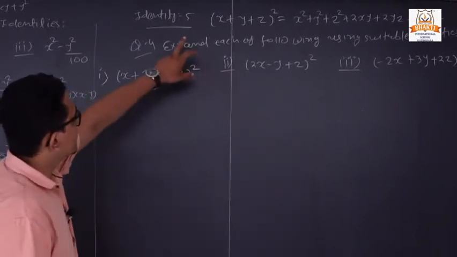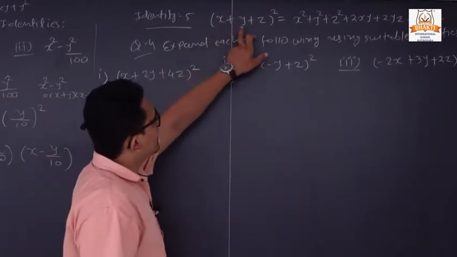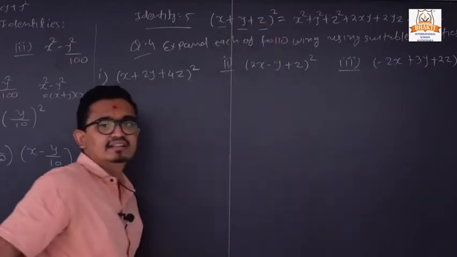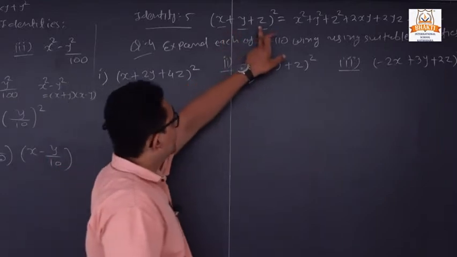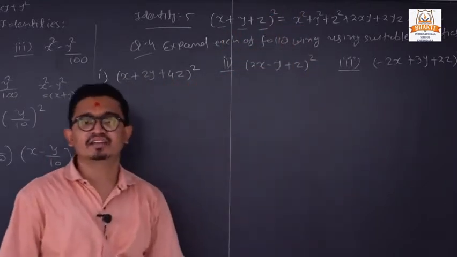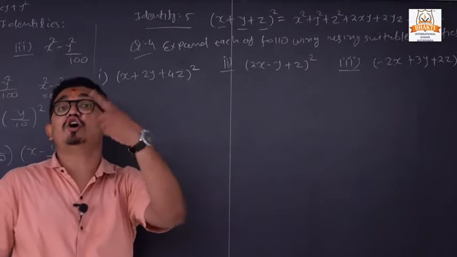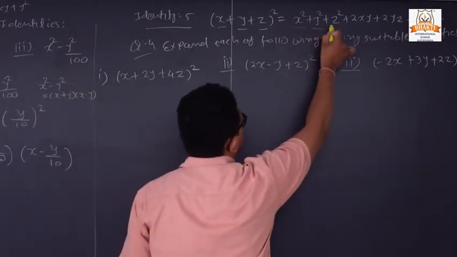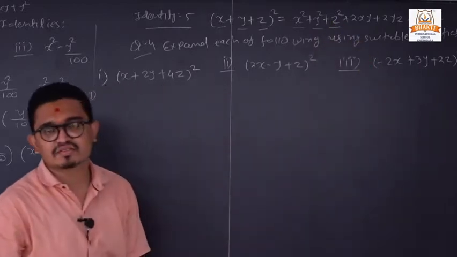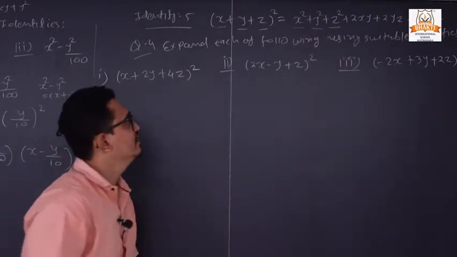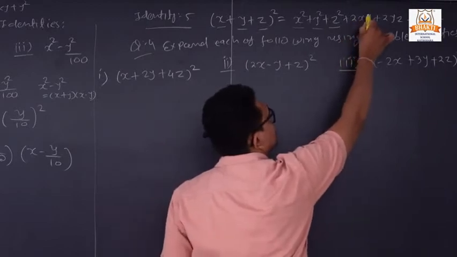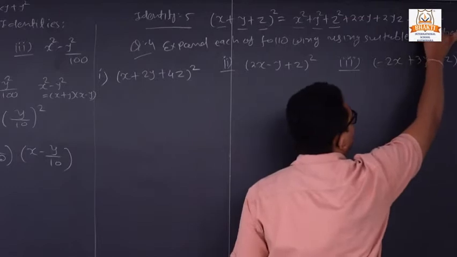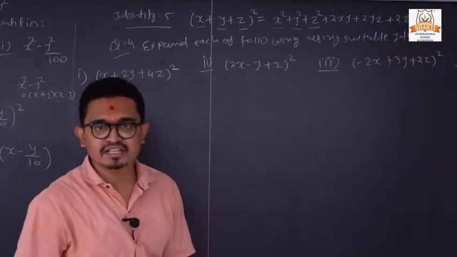So here they are saying x plus y plus z. Here we have 3 terms, 1, 2, 3, and all of it squared. So we can write it like that: x square, y square, z square. First term square, second term square, third term square. Then 2 into first term into second term, then 2 into second term into third term, then 2 into third term into first term. Easy to remember.